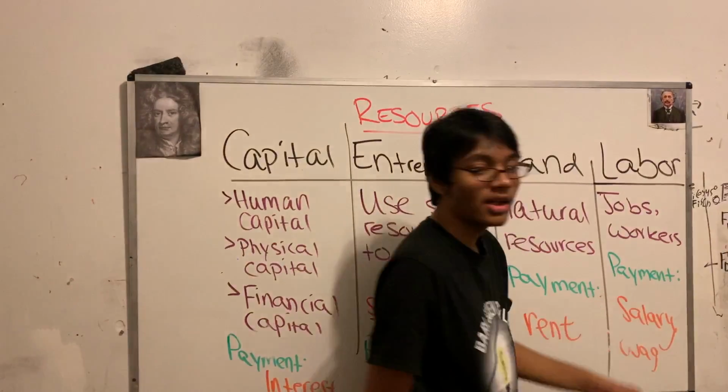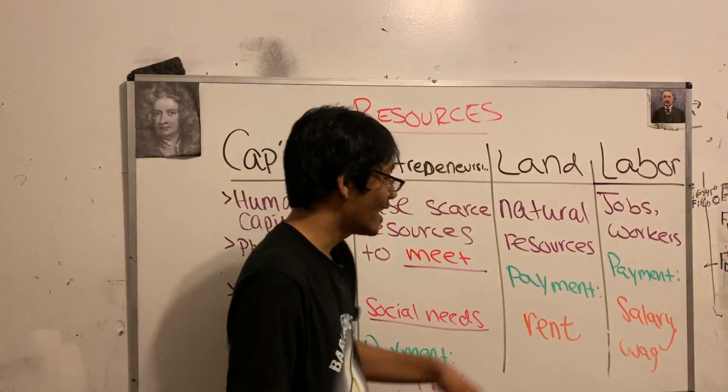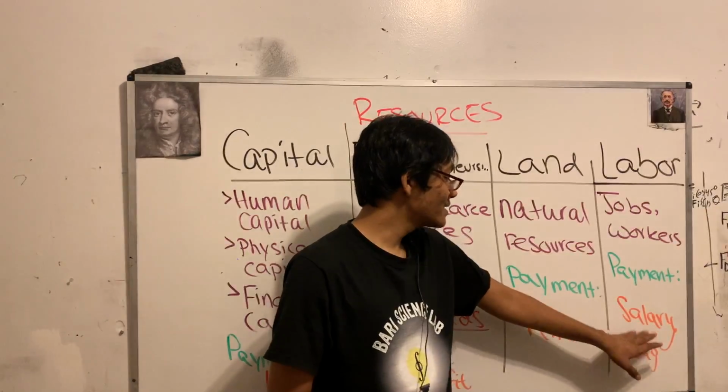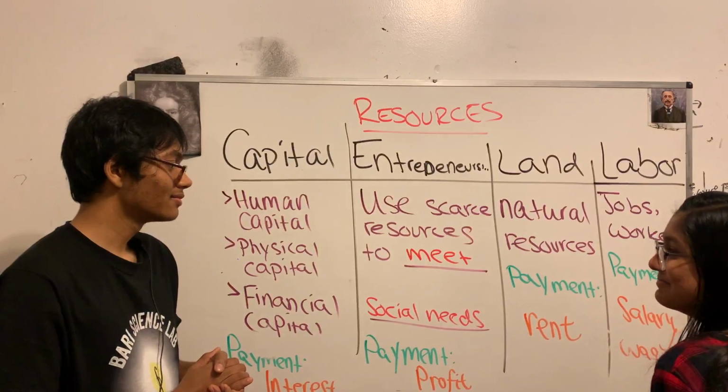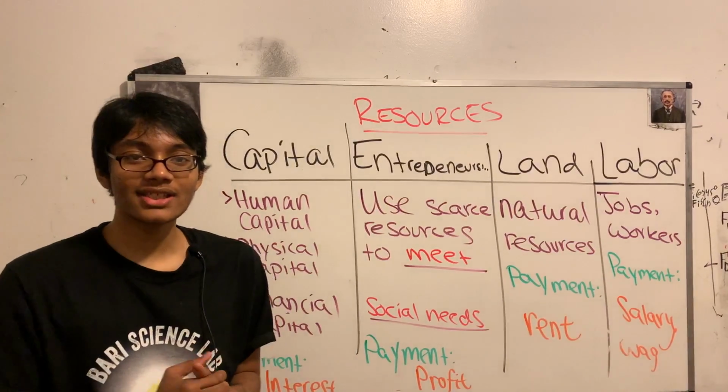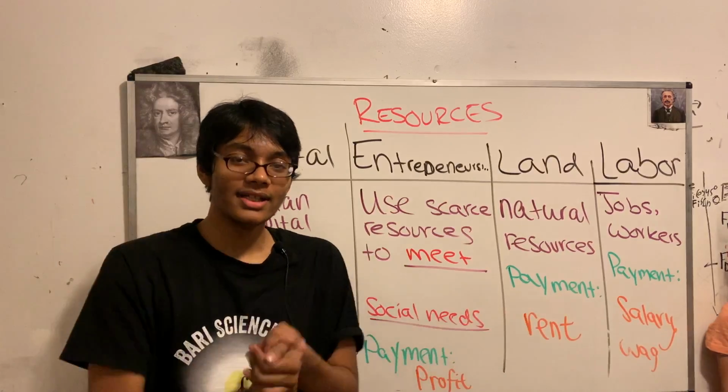Finally, you have labor, which is all about jobs and workers, and the payment system for labor is salary and wages. All right, folks, that's it for this lecture on macroeconomics. We'll check you out next time.